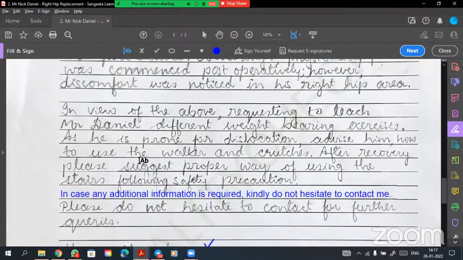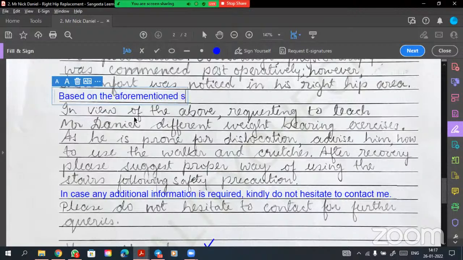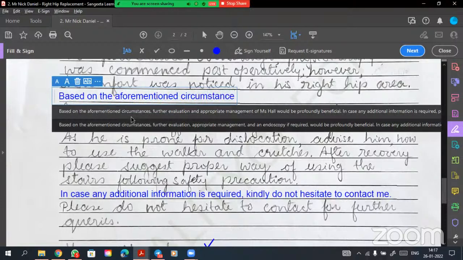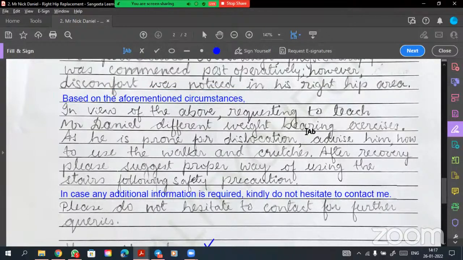In view of the above is correct only based on the aforementioned circumstances. Or you can say, based on the above mentioned circumstances. Based on the aforementioned circumstances is an even better one. So these are small words, and these are bigger words. Based on the aforementioned circumstances, requesting to teach Mr. Daniel different weight-bearing exercises, education regarding weight-bearing exercises. Why requesting to teach? Who is requesting to teach? This is an incomplete sentence.